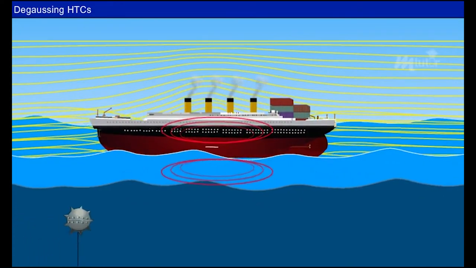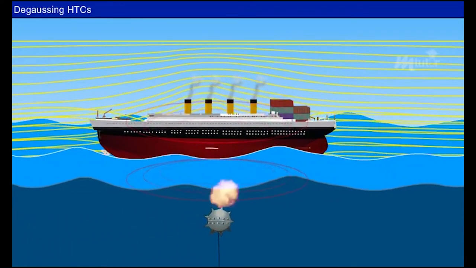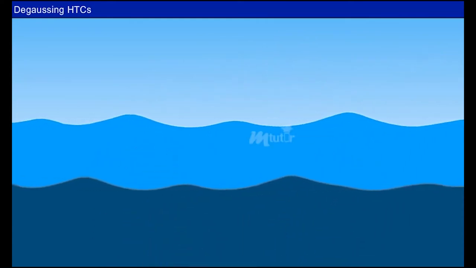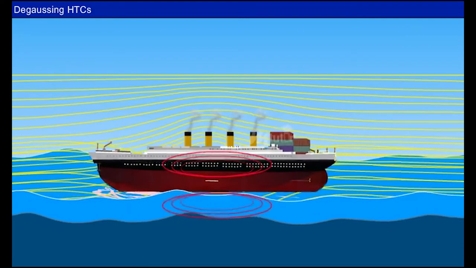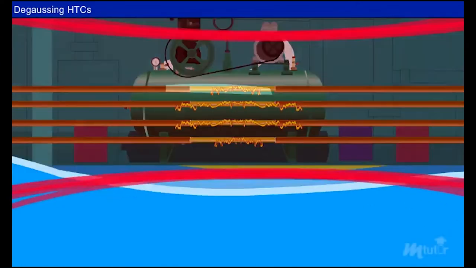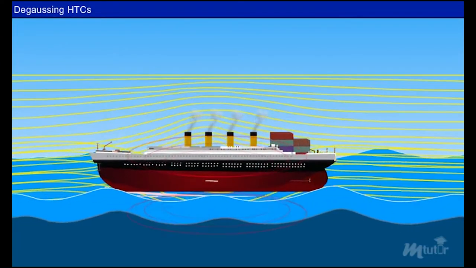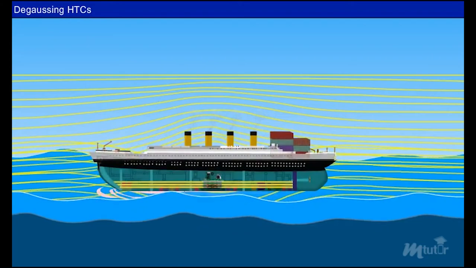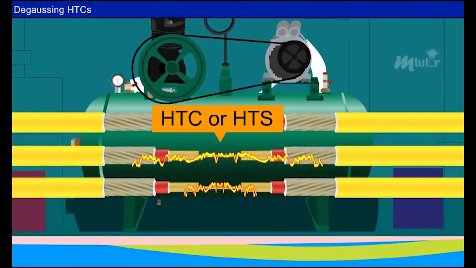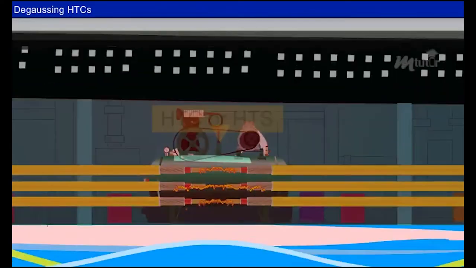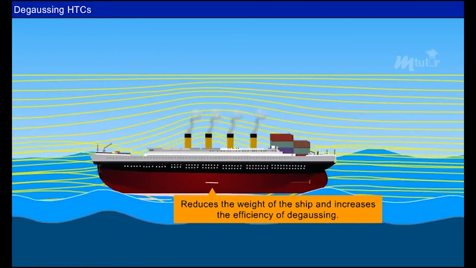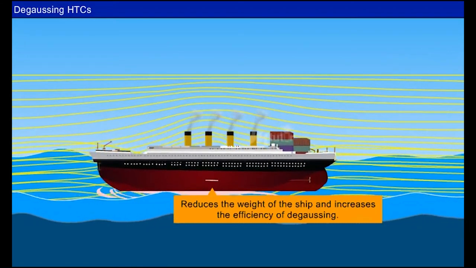Navies around the world are searching for a solution to make the ships undetectable by these mines. Usually the ship is degaussed using electric cables that run around the hull, since it creates a counter-magnetic field. After the invention of high-temperature superconductors, that is HTC or HTS, the electric cables were replaced with HTC cables, reducing the weight of the ship and increasing the efficiency of degaussing.